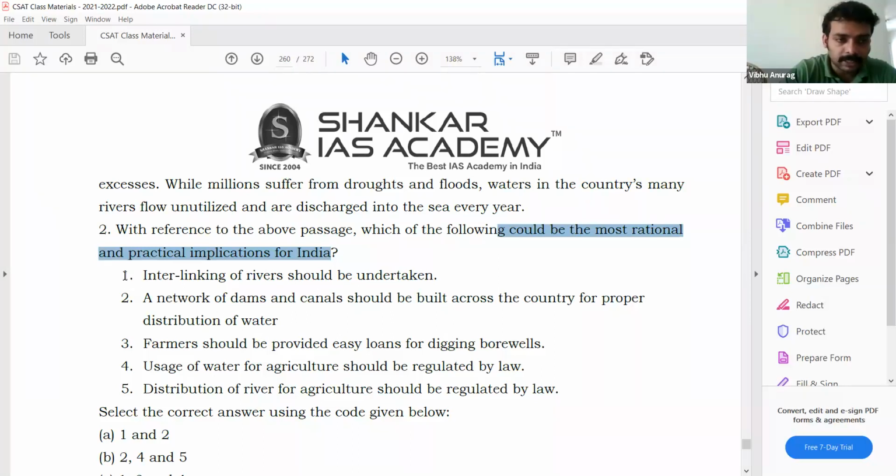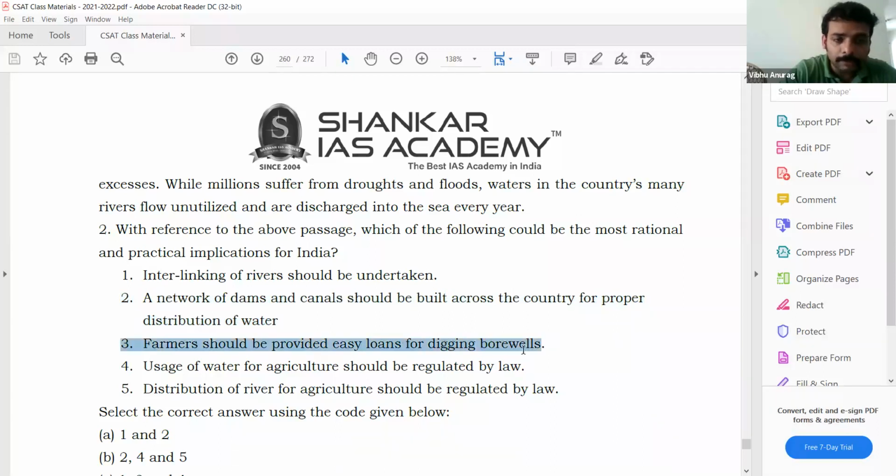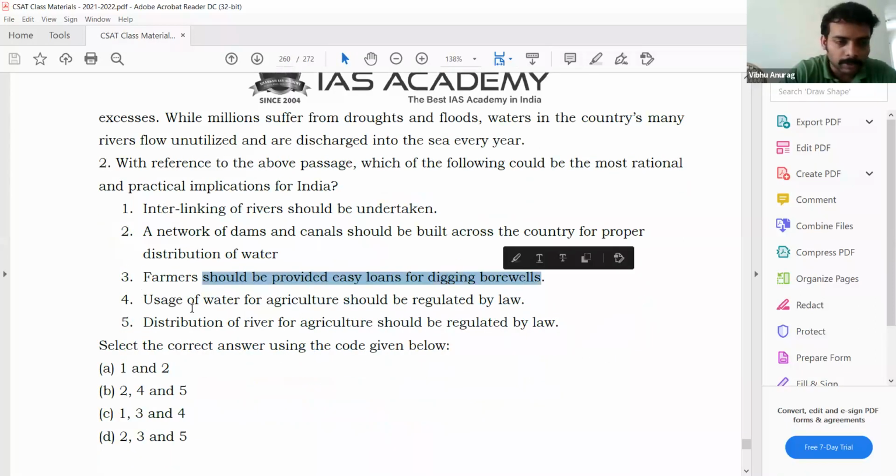The first one is correct. Interlinking of rivers should be undertaken because it will help in rainwater harvesting. Second one, a network of dams and canals should be built across the country for proper distribution of water. Yes, again, this is related to rainwater harvesting. Third one, farmers should be provided easy loans for taking borewells. That's wrong because this is for groundwater, not for rainwater.